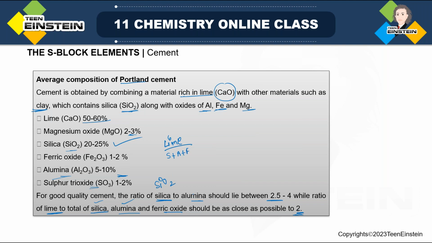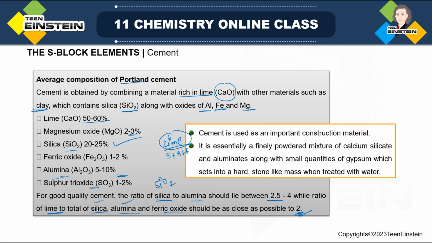So all these together, then it is 2. That means you can understand that this is obviously present in higher percentage. Then only you can get a ratio like this. So these are the more or less average composition. So cement is used as an important construction material.